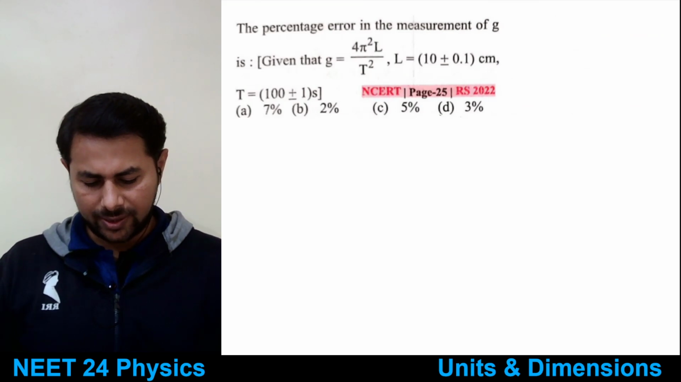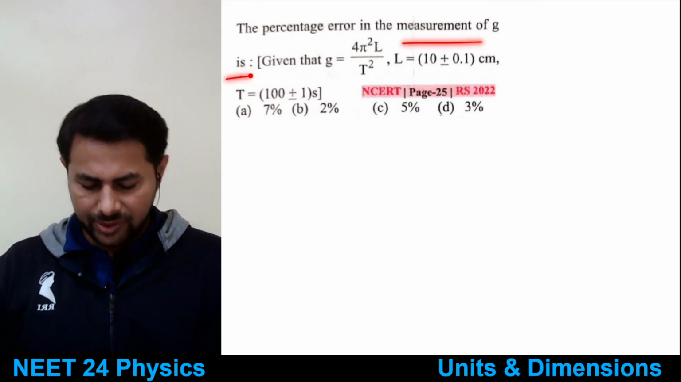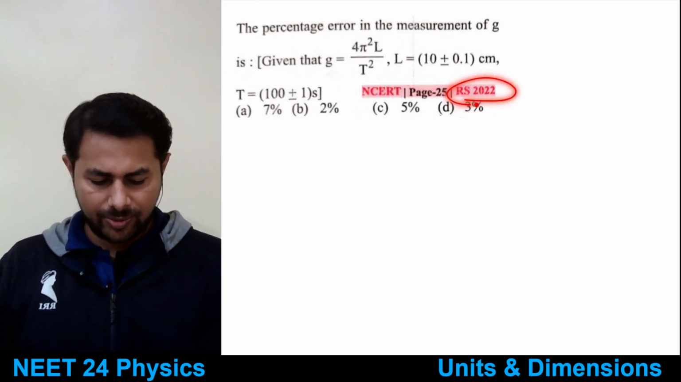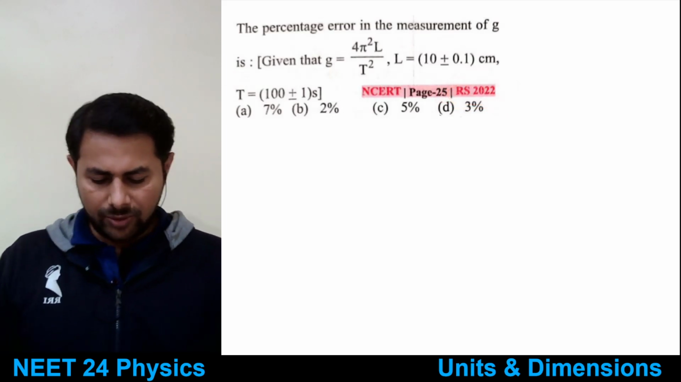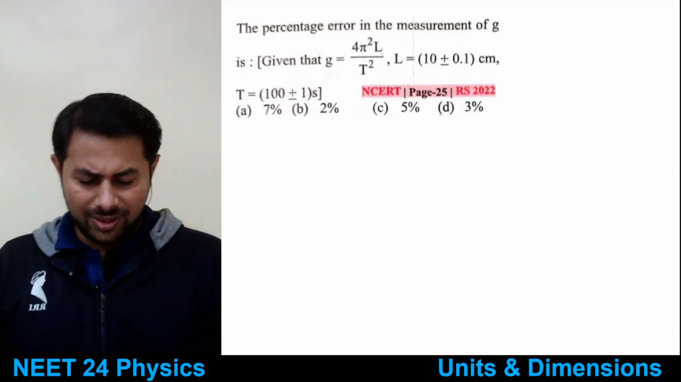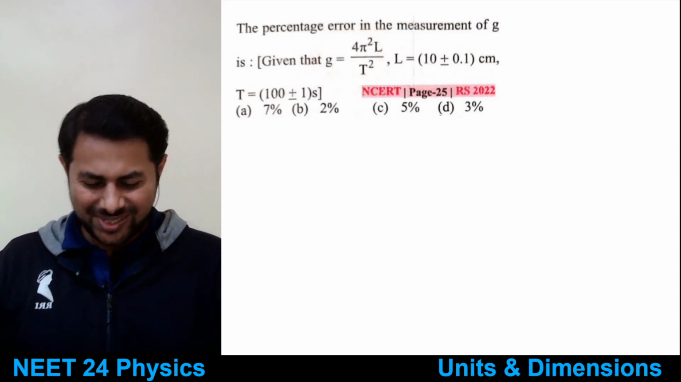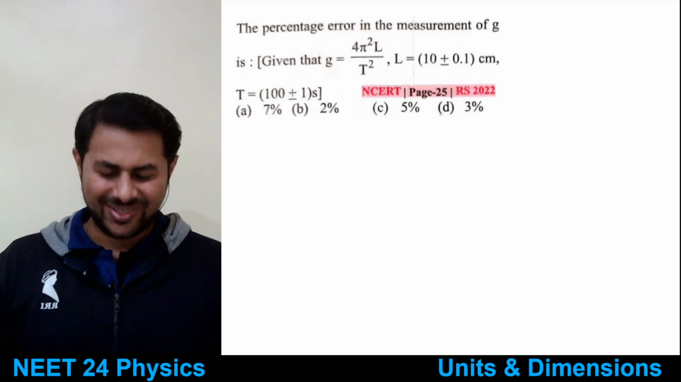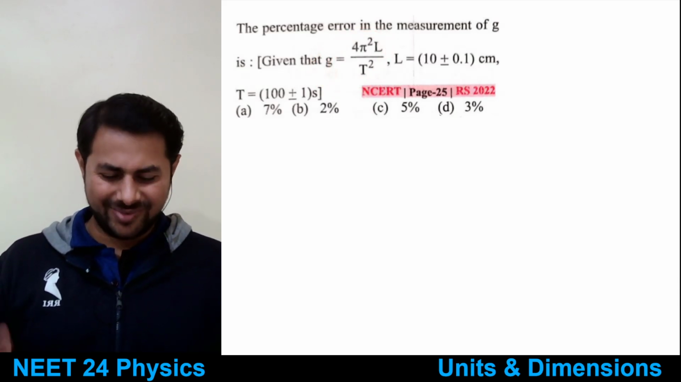The percentage error in measurement of G is. So this is not from NEET, this is from some other exam, RS 2022. Anyways, so what will be the percentage error? And now they are so generous, they have given the formula also. In NEET it will not be given, okay, mostly.